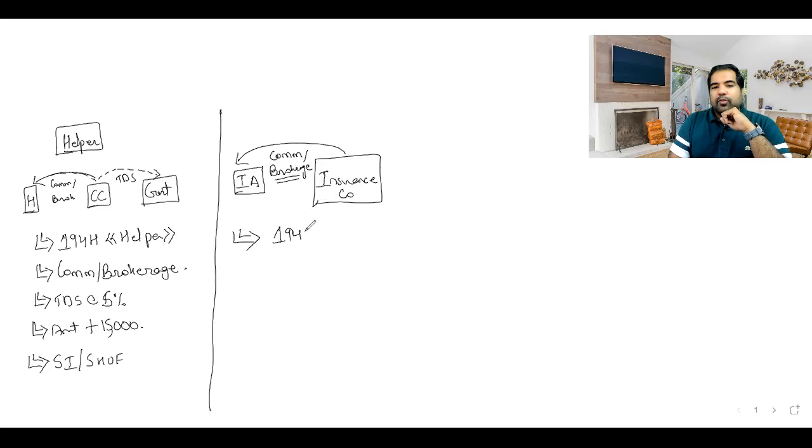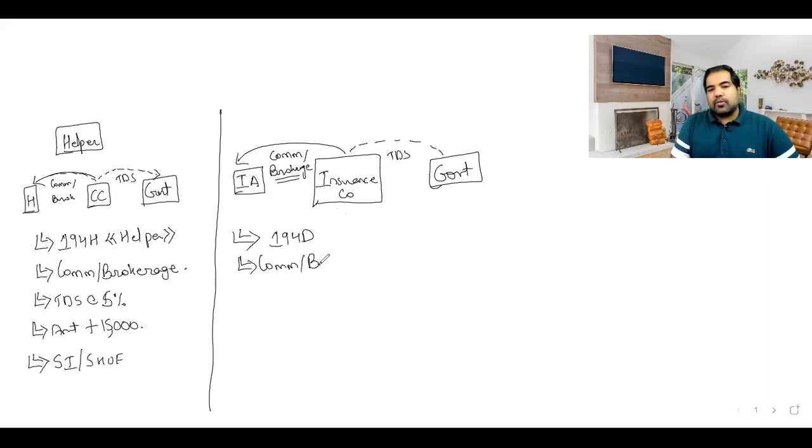So section 194D. 194D, D is death or doctor's fees. That's what section 194D says, that whenever insurance companies pay commission or brokerage to an insurance agent, they have to deduct TDS and pay to the government. Why are these two sections similar? Because here also it is commission or brokerage, but it is basically for insurance. Here also the TDS rate is 5%. Here also if the amount is more than 15,000.